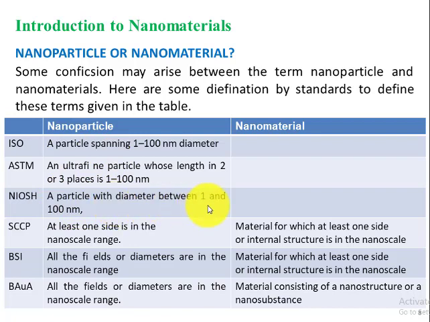A particle with diameter between 1 and 100 nanometer, at least one side in the nanoscale range, and on the other hand, material for which at least one size or internal structure is in the nanoscale. Material consisting of a nanostructure or a nano substance. So all those particles or materials which are 1 to 100 nanometer, or their one or more than one dimensions are in the range of 100 nanometer, they are called nanoparticles or nanomaterials.